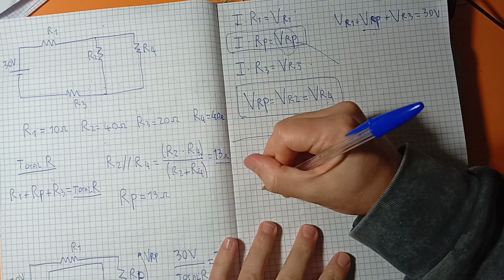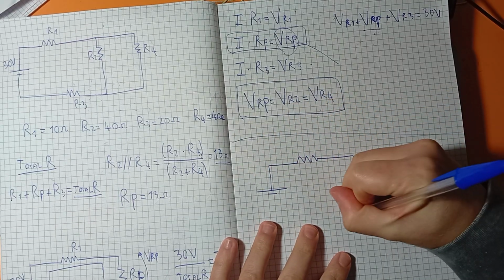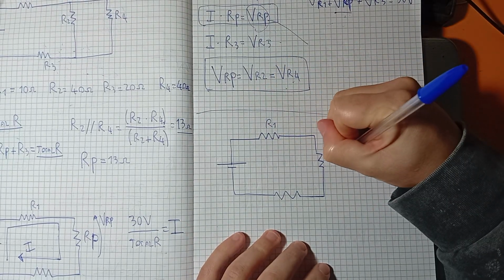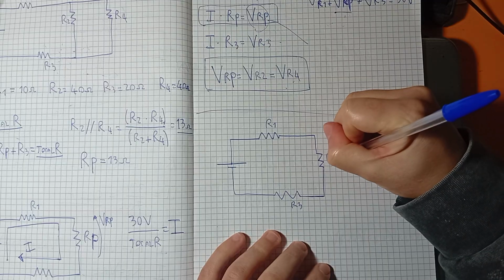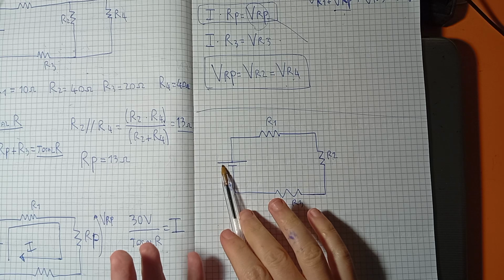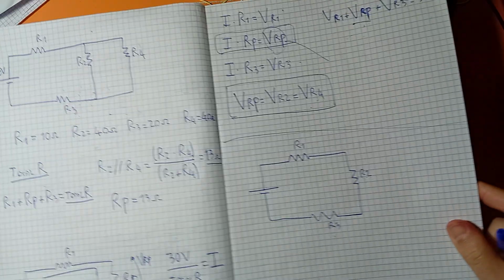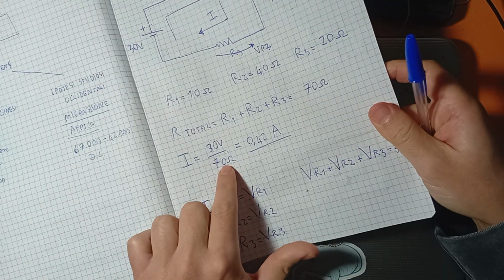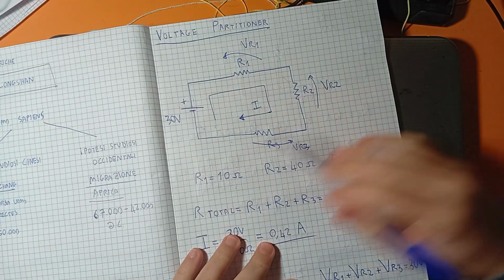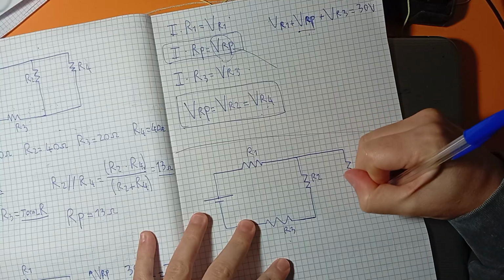Because in a circuit, if I have a series configuration, we know that for R1, R2, R3, I just have to add R1 plus R2 plus R3, then I divide the total voltage by the total resistance, and I will obtain the value of the current. But what if I have a parallel here? What happens if I have a parallel here?